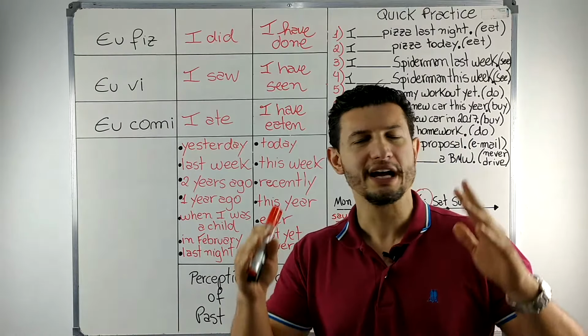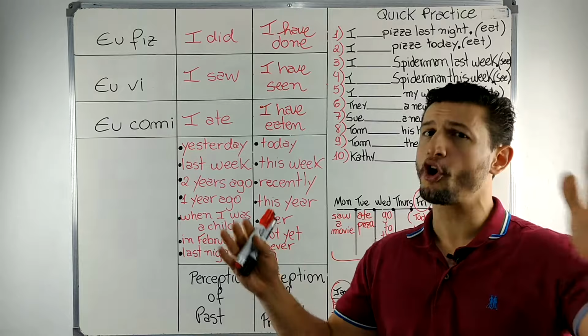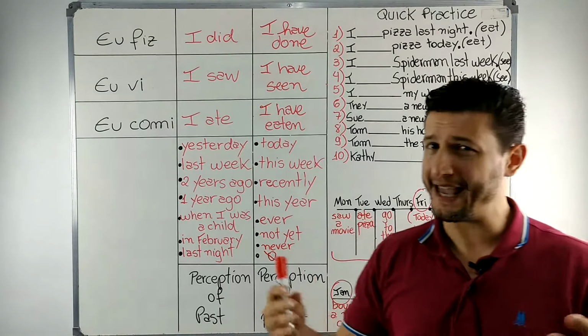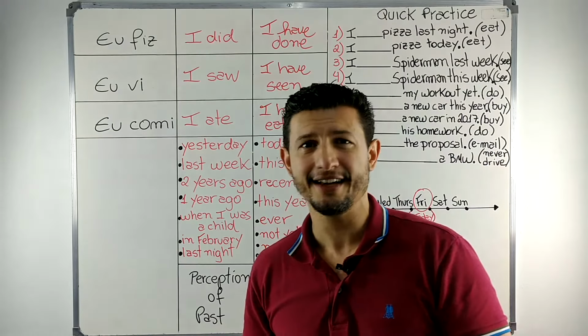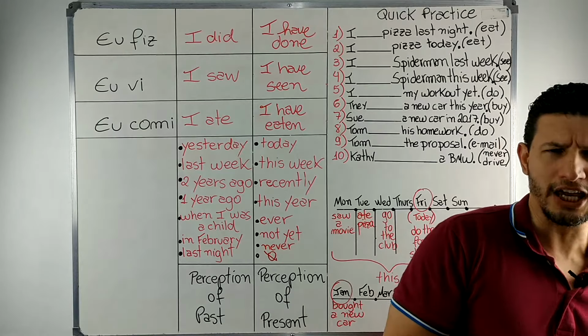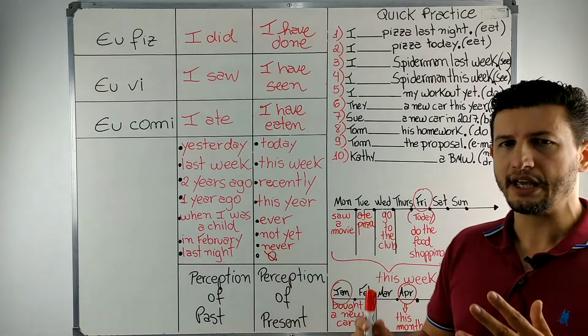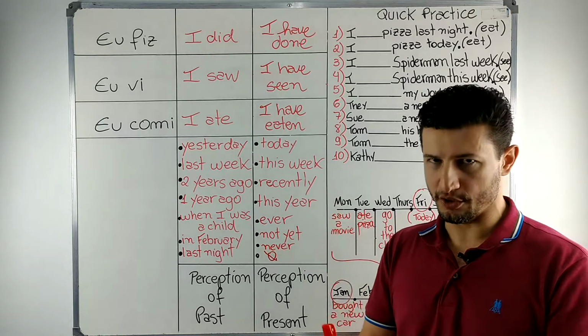But from now on, I'd like you to say, well, actually there are two forms. Eu fiz could be I did or I have done. Eu vi, I saw or I have seen. And eu comi, I ate or I have eaten. Yes, there are two forms. And then you ask me, how do you know the correct form to use?